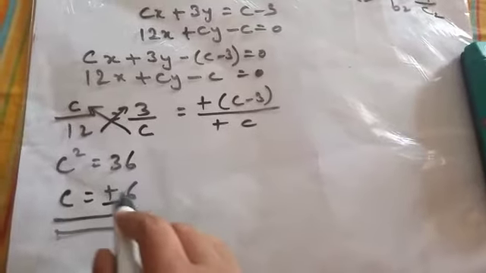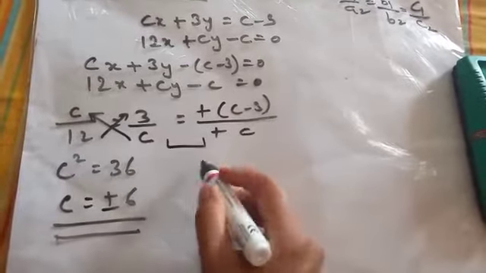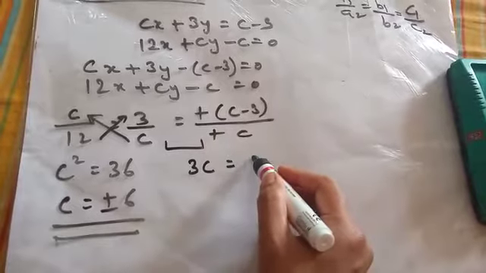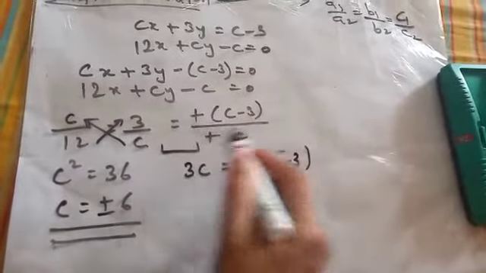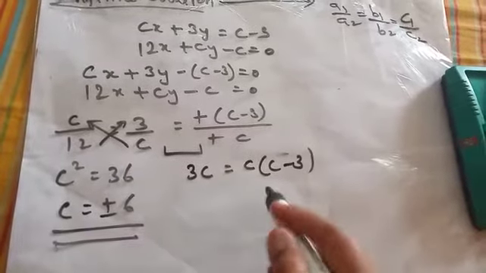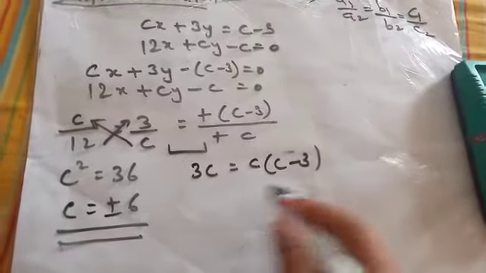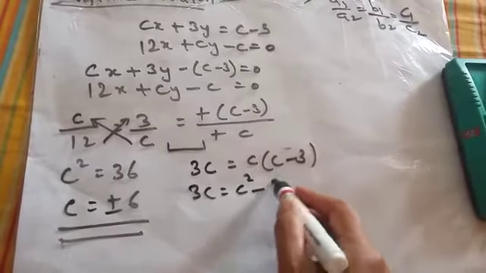But now it is showing two answers, so I need to cross check. What will I do? I'll solve this part also. So 3c is equal to c into (c - 3). Now here you can tell that I can cancel c with c, but if I cancel c with c, then an answer will be missed. So I am not doing it. So 3c is equal to c square minus 3c.